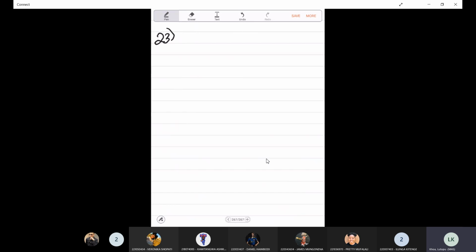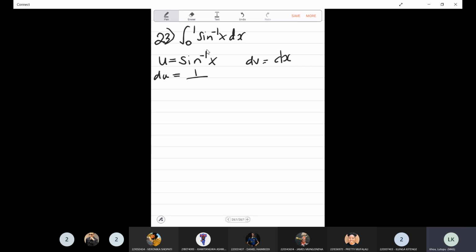Number 23, we have a definite integral from 0 to 1 of sine inverse of x dx. So with this one here, again, pick your u and dv. Our u is equal to sine inverse of x, then our dv is going to be equal to dx. Differentiate, we have du equals 1 over the square root of 1 minus x squared dx, and v is equal to x.